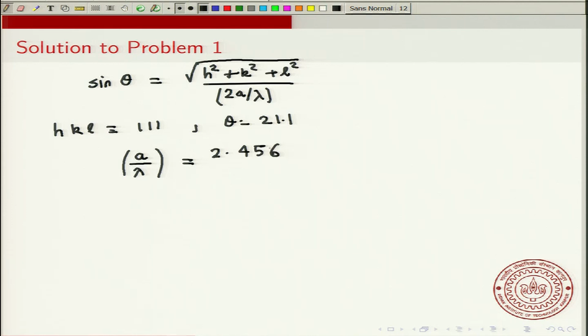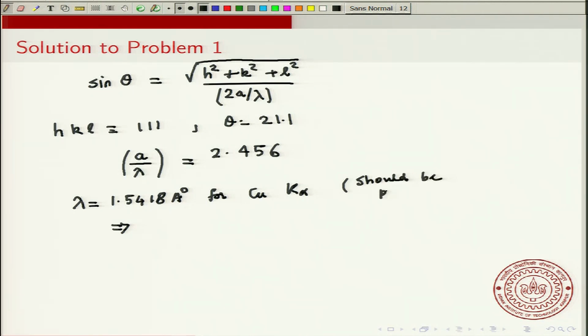And if you substitute the value of lambda for copper K alpha radiation, which is 1.5418 angstroms. I did not provide this in this problem, but it should have been provided. This implies a is equal to 3.71 angstroms. So, we can calculate the lattice parameter in this way.